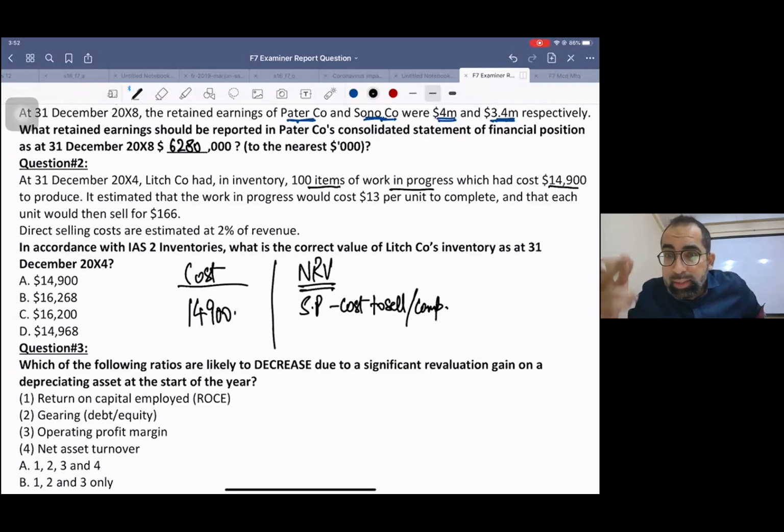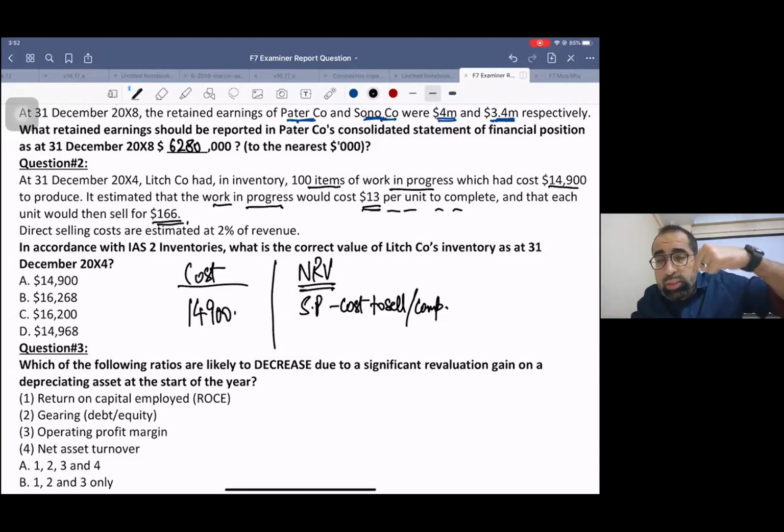Now open your eyes. This is the latest question. ACCAglobal.com says these are latest questions. Listen, it is estimated that the work in progress would cost $13 per unit to complete. This is the cost to complete, and that each unit would then sell for 166. This is the final selling price.